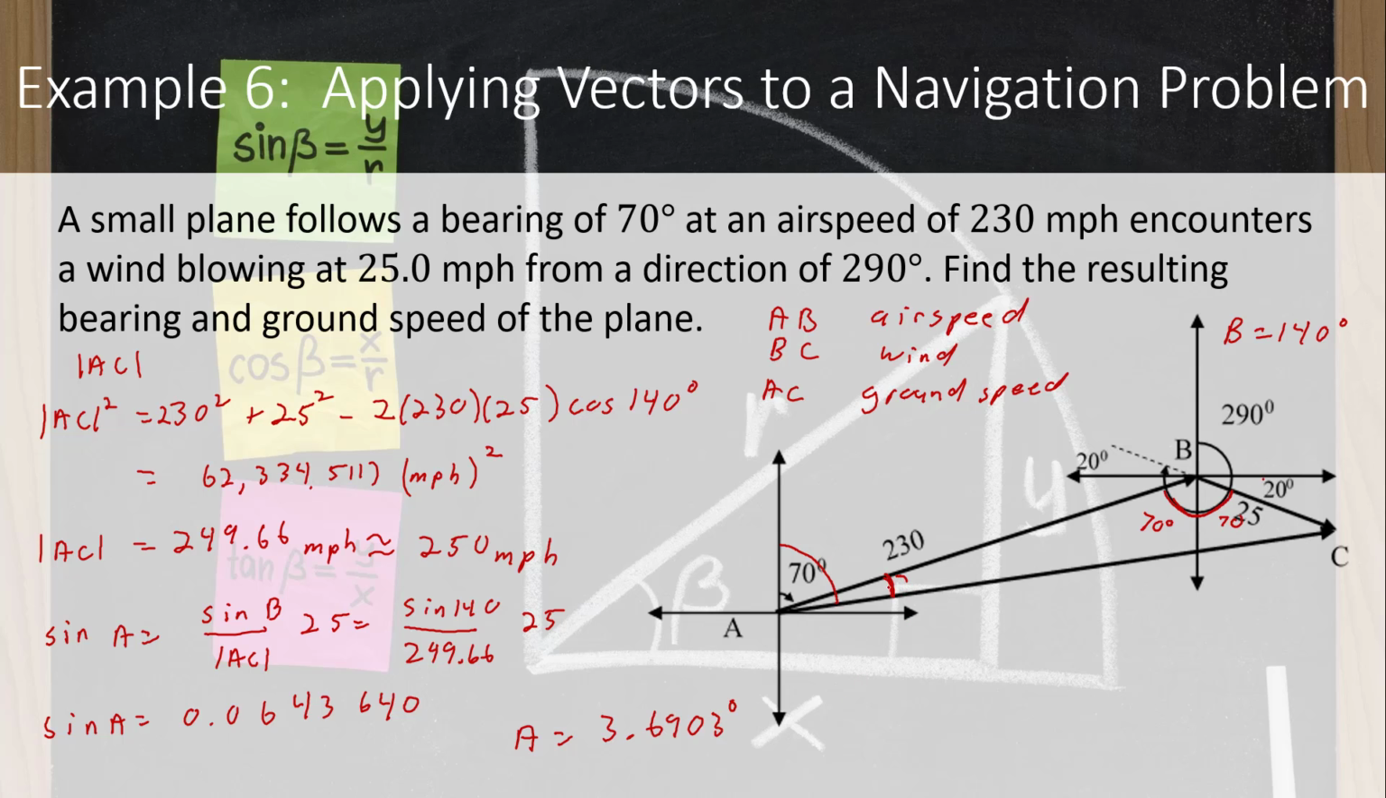This is A. And then the bearing is going to be equal to 70 plus 3.6903 degrees, which of course will be 73.6903 degrees, but we want to round this to the nearest degree, which of course will round to 74 degrees. And that is it. And that's how we handle these particular problems.